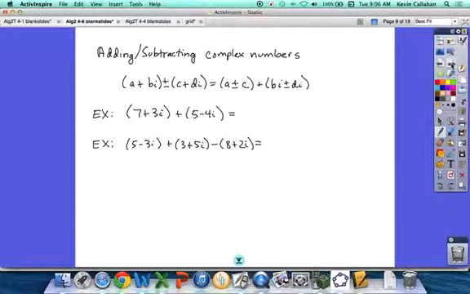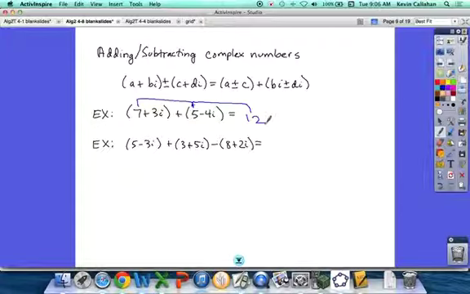When you add or subtract complex numbers, what you do is you add the real parts and you add the imaginary parts. You keep them separate. So in this example right here, where I'm adding 7 plus 3i and 5 minus 4i, when I say add the real parts, it means add the 7 plus the 5 to each other, because they're both real numbers. You can do that. And what do you get when you do that? 7 plus 5 is, please, you know that, don't you? 12.